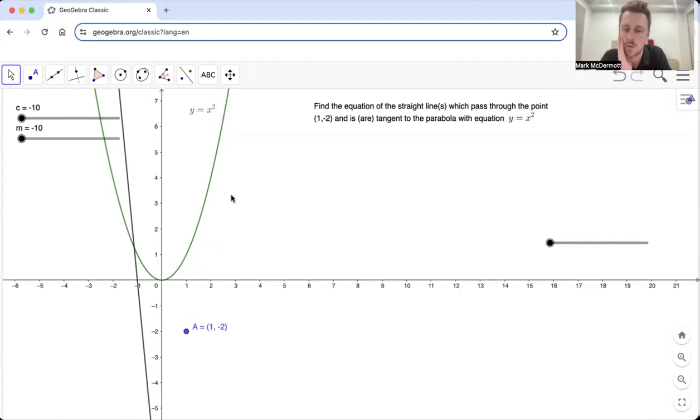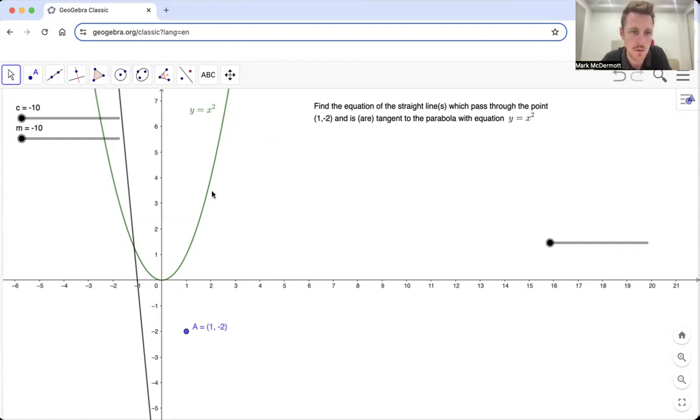So for those people that have done calculus, this seems like a very calculus question, but this was in a year 11 course where we haven't learned calculus yet. So what we need to do is think about how we can do it without calculus. So let's just get a feel for what's going on with the question.